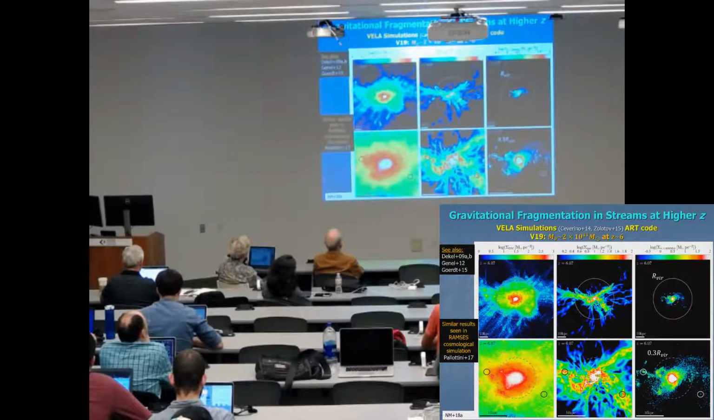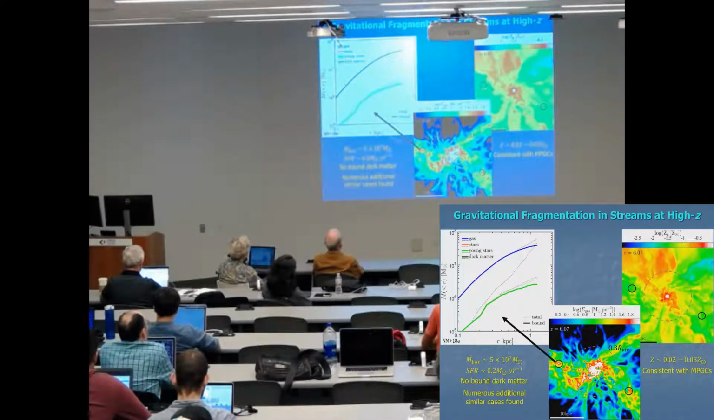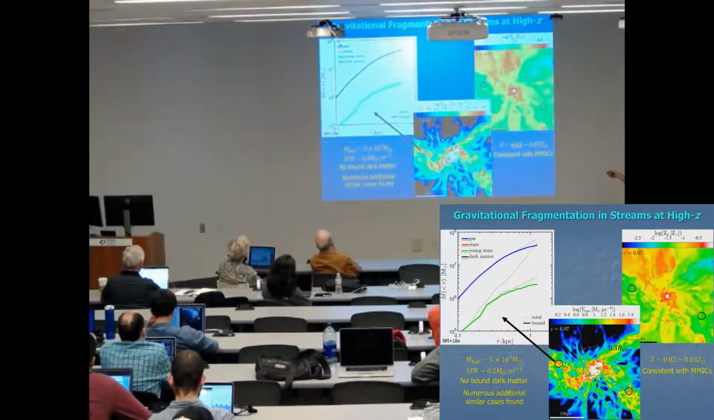matter. Now, this is not a projection effect, because if you go into the 3D distributions of gas, stars, young stars, and the dark matter, you look at the total mass and the bound mass, none of the dark matter that's there is bound. It's all part of the background. But all of the baryons, or certainly almost all the baryons, are bound. A total baryonic mass of about 5 times 10 to the 7 solar masses with no dark matter, star formation rates of order 0.2 solar masses per year, very low metallicity, consistent with metal-poor globular clusters, which is the point I'm trying to get to. And this seems to be fragmentation of streams due to gravitational instabilities out in the halo.